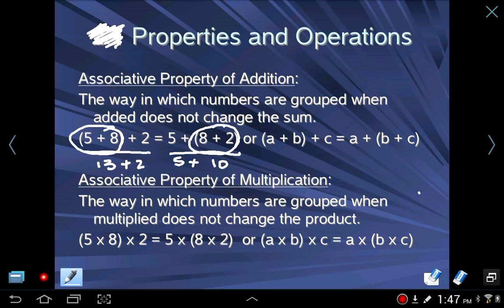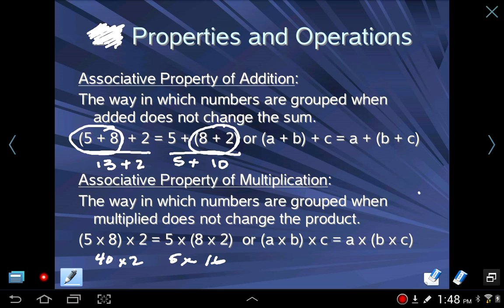The associative property of multiplication is the same thing. It's just, again, the way in which numbers are grouped when multiplied does not change the product. So I can do 5 times 8 first and get 40 times 2, which is 80. Or I can do 5 times 16 and do the 8 times 2 first, and 5 times 16 is 80. Okay, it does not matter which way I do it.